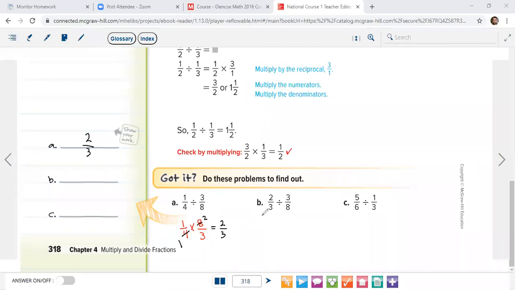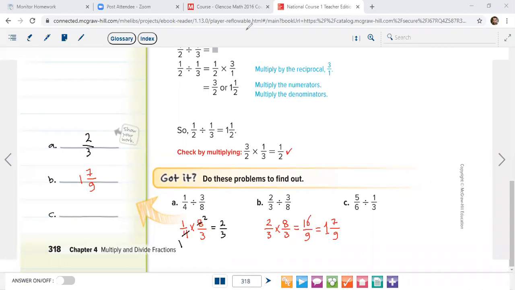For problem B, we need to divide 2 over 3, divide 3 over 8. So we keep the 2 over 3. Division will be multiplication. 3 over 8 will be 8 over 3. Now let's multiply numerators. 2 times 8 will give you 16. 3 by 3 will give you 9. 16 contains how many nines? It's 1 nine with remainder 7 over 9. So 1 and 7 over 9.